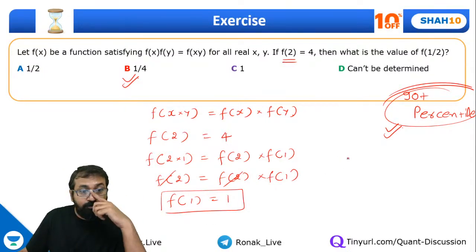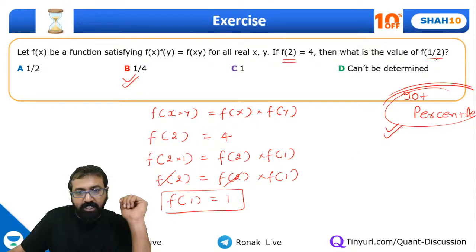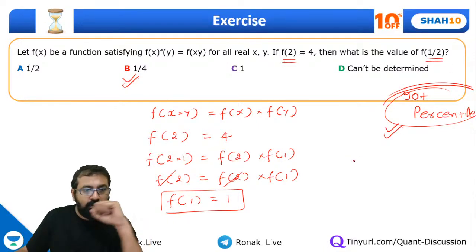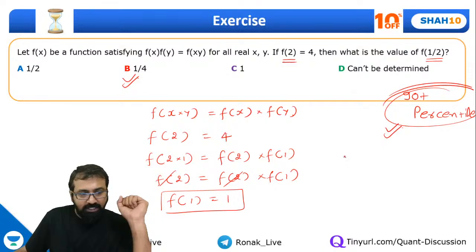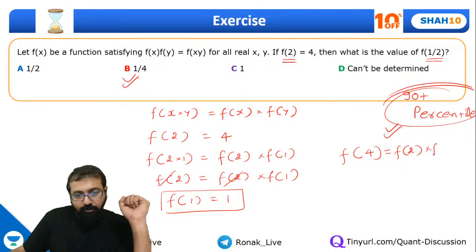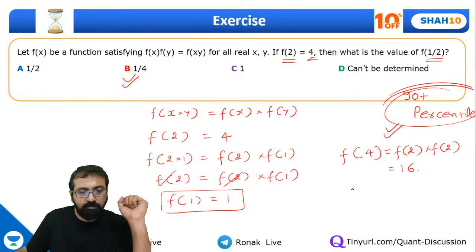Okay, now let's understand it this way. We need to find out f of 1 by 2, right? Okay, can I say f of 4 is nothing but f of 2 into f of 2? And what is f of 2? It's 4. So this will come out to be 16. Yes, everyone?